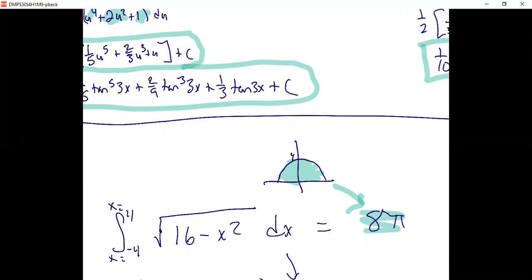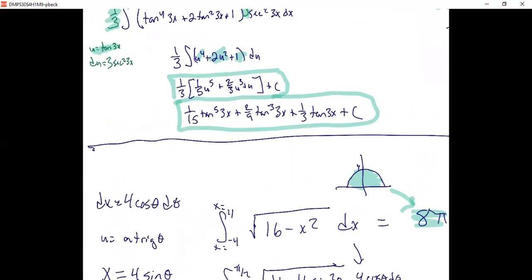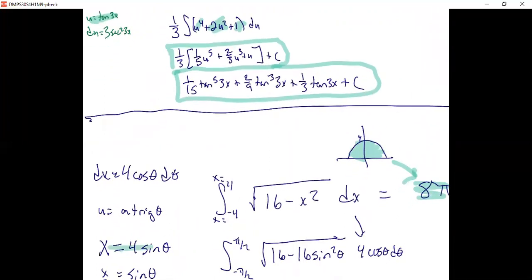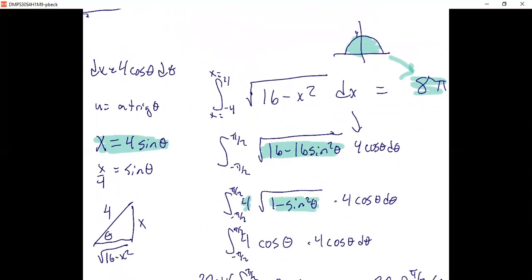Since this involves a circle, trigonometry is most likely involved, and it turns out it really is. So let's let x equal 4 sine theta. If I do that substitution, I get the square root of 16 minus 16 sine squared. We could write that as 4 times the square root of 1 minus sine squared. Ignore everything else temporarily. The square root of 1 minus sine squared is the square root of cosine squared, which is just cosine.